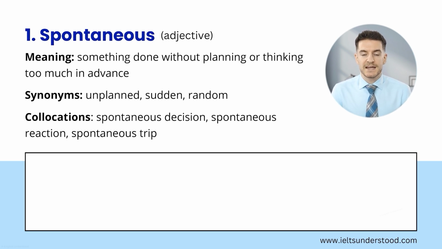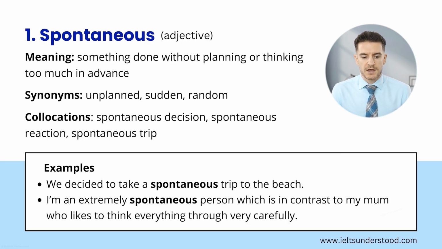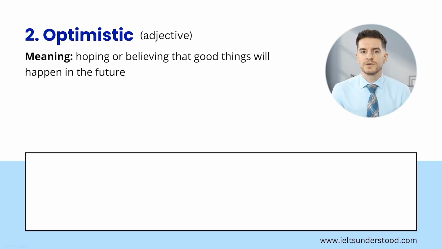And finally, spontaneous trip. So maybe you have the thought to go on a vacation today and then you go on the vacation tomorrow. That would be a spontaneous trip. Now let's look at some examples. We decided to take a spontaneous trip to the beach. I'm an extremely spontaneous person, which is in contrast to my mum, who likes to think everything through very carefully. So spontaneous is a great word to use when you want to describe something that happens without much planning or without much thinking.